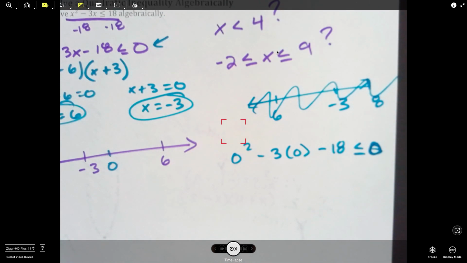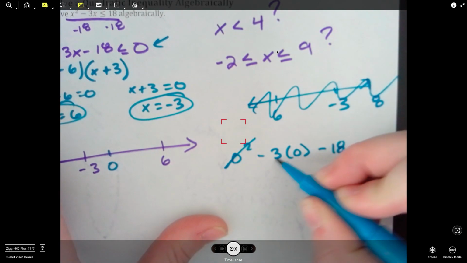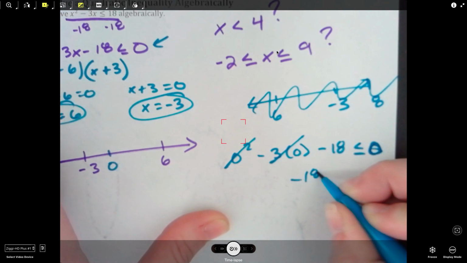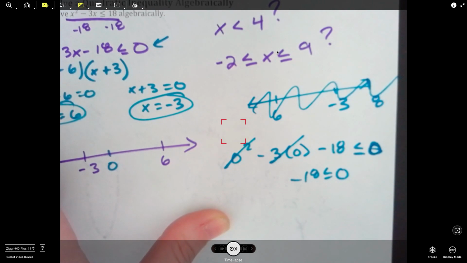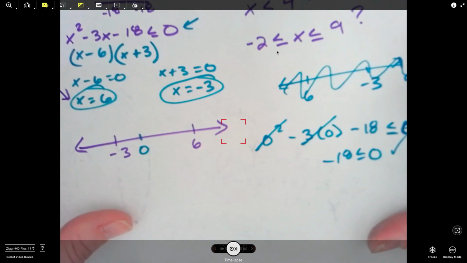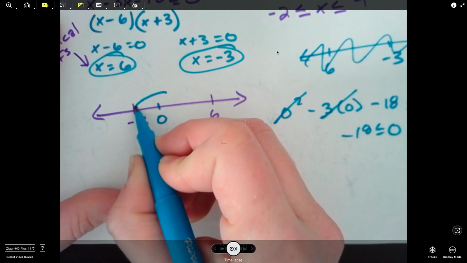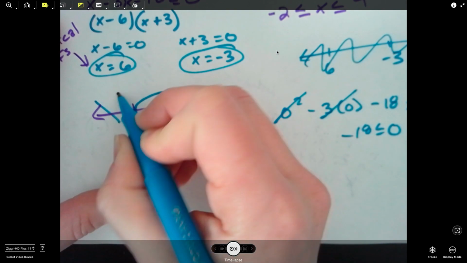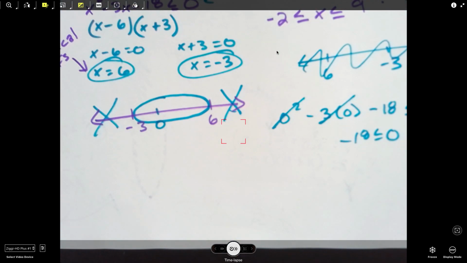Well, 0 squared minus 3 times 0 goes away. So is -18 less than or equal to 0? Yes, it is. So the region that I want is -3 and 6. This is no good, and this is no good. We only have to test 1 point to figure that out.